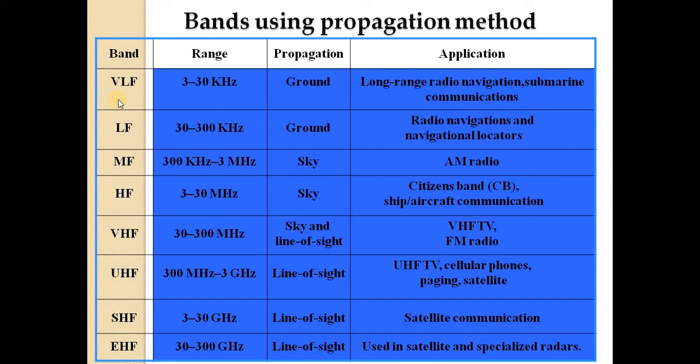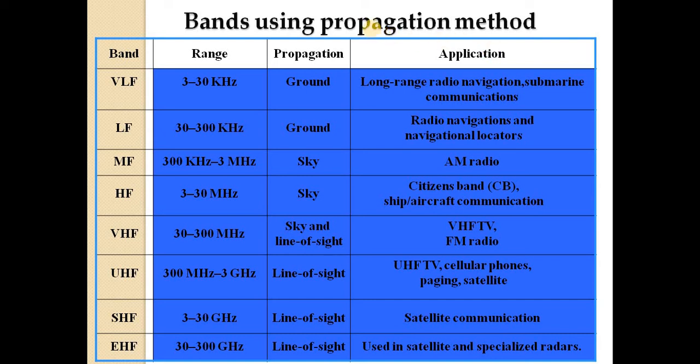First is the VLF, that is very low frequency waves, in the range from 3 to 30 kilohertz, and the propagation is ground propagation or surface propagation. The application is long range radio navigation and submarine communication. The VLF waves propagate as surface waves, usually through air, but sometimes also through water. VLF waves do not suffer attenuation, but atmospheric noise affects them.